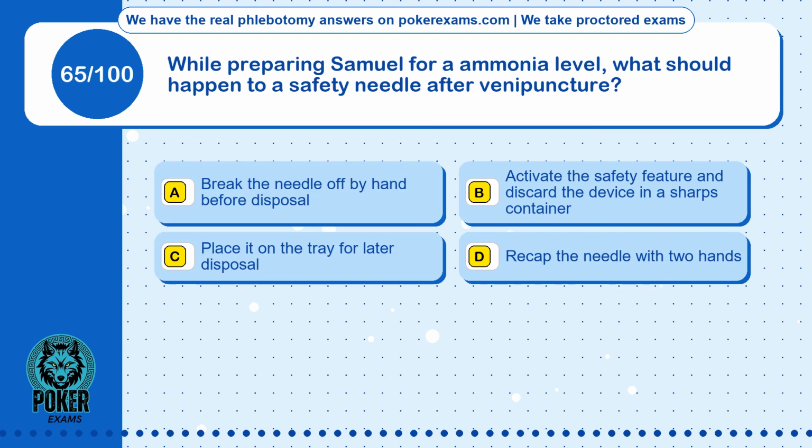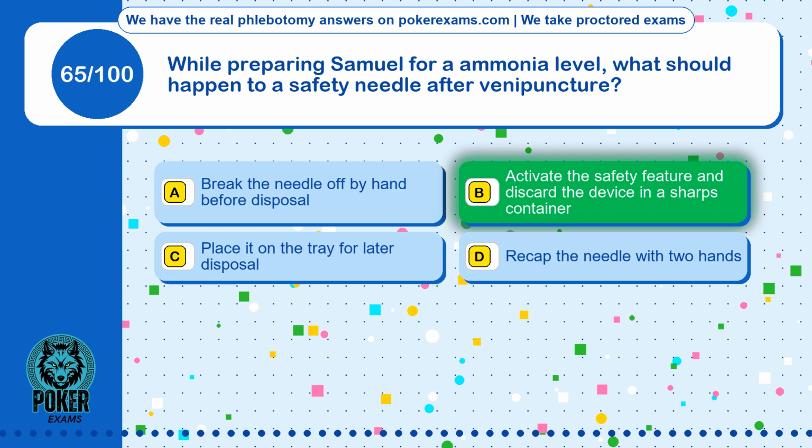Question 65. While preparing Samuel for an ammonia level, what should happen to a safety needle after venipuncture? Option A. Break the needle off by hand before disposal. Option B. Activate the safety feature and discard the device in a sharps container. Option C. Place it on the tray for later disposal. Option D. Recap the needle with two hands.